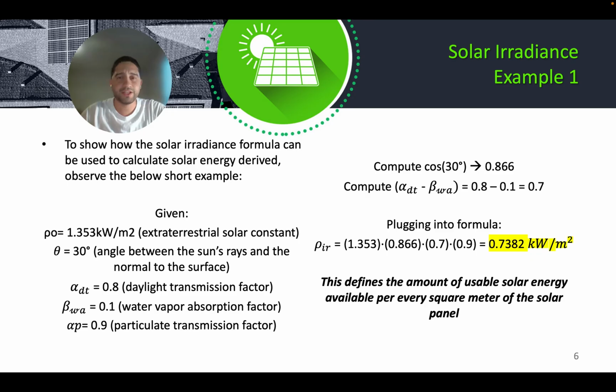Here's an example of calculating solar irradiance and the power that it generates. We're given some values. After the calculations, plugging them into the formula, we get about 0.7382 kilowatts per meter squared. This defines the amount of usable solar energy available per every square meter of the solar panel.